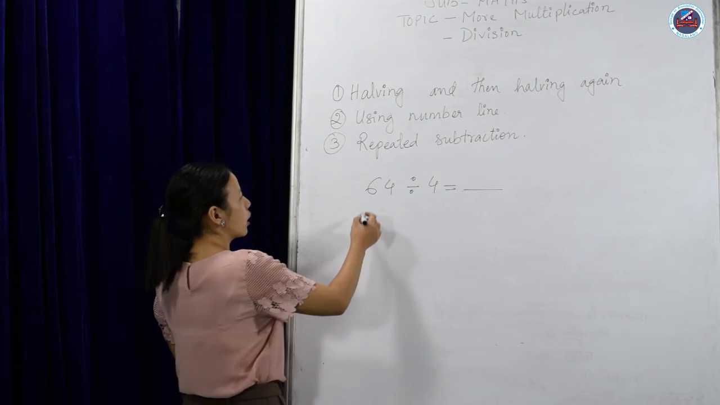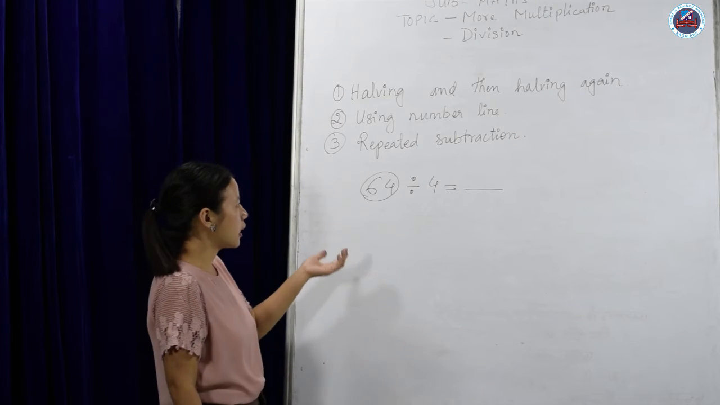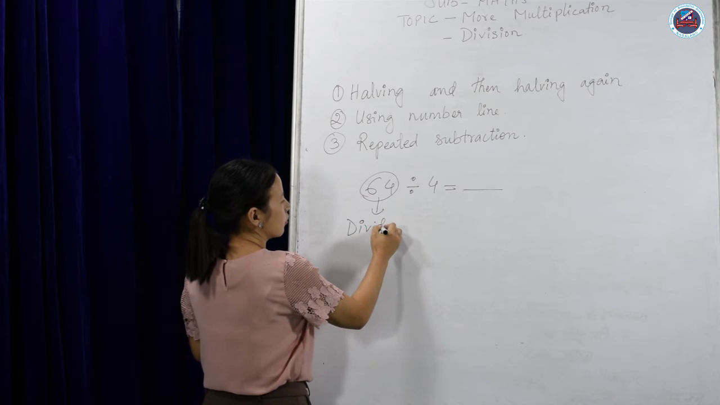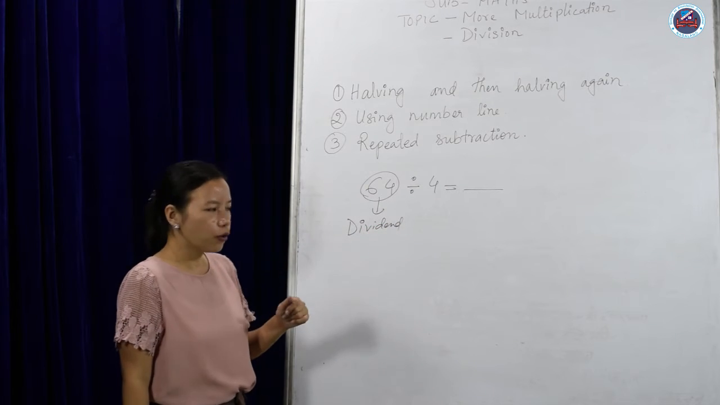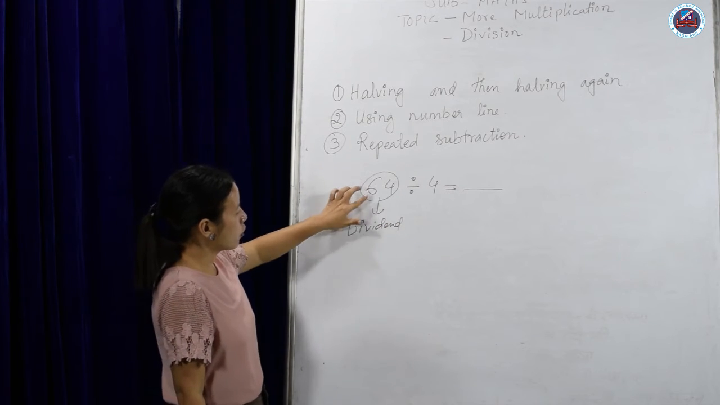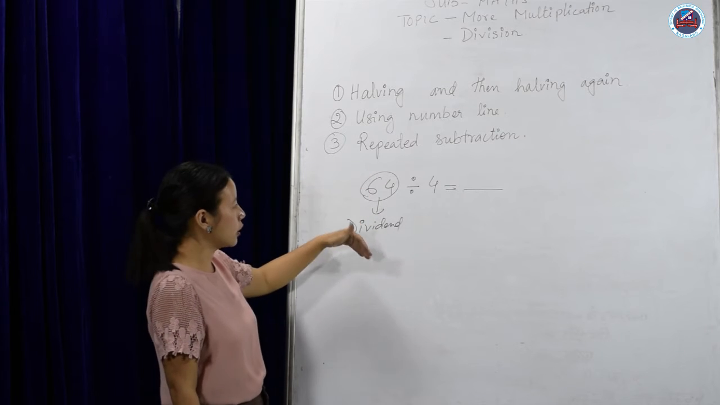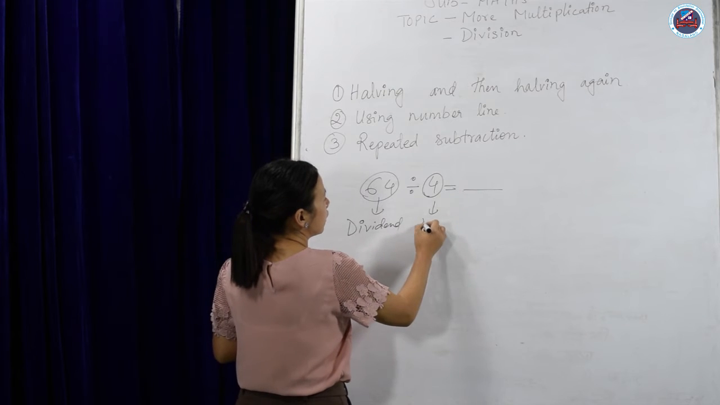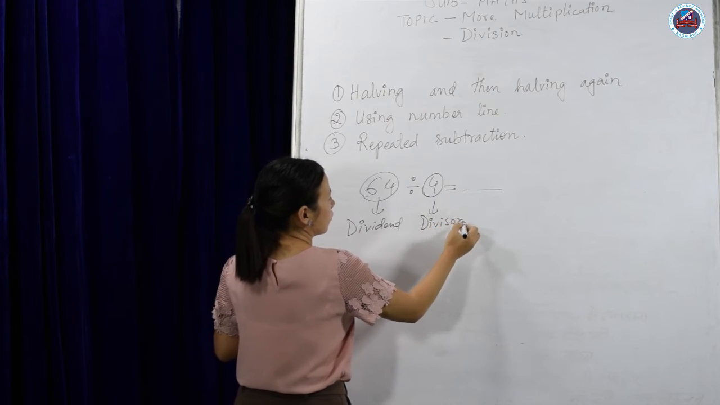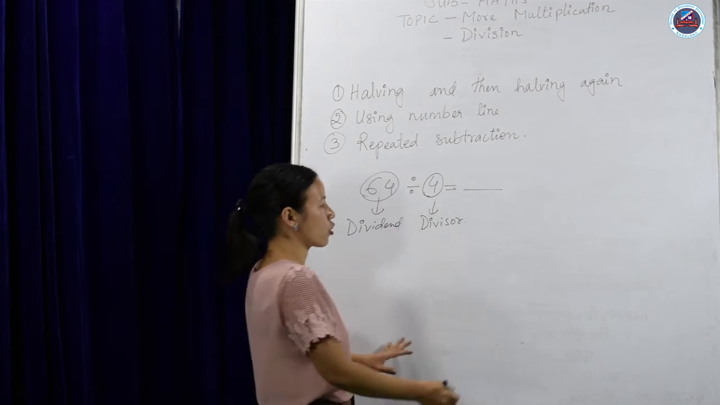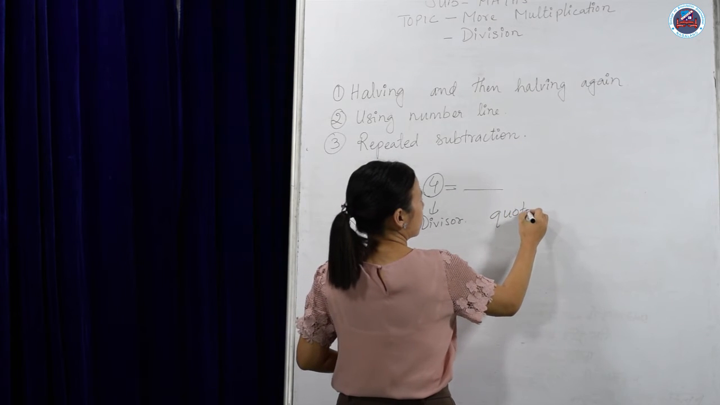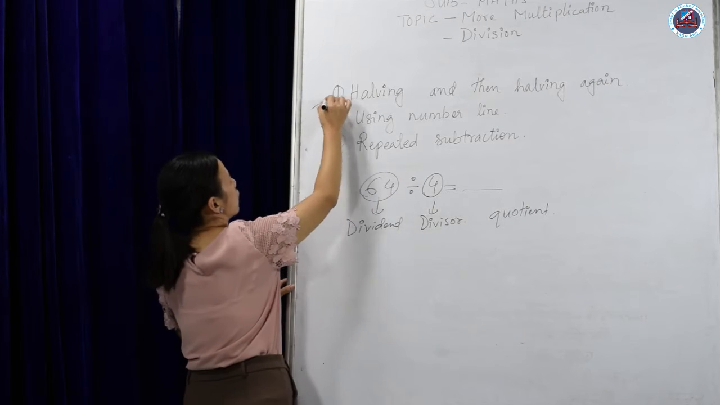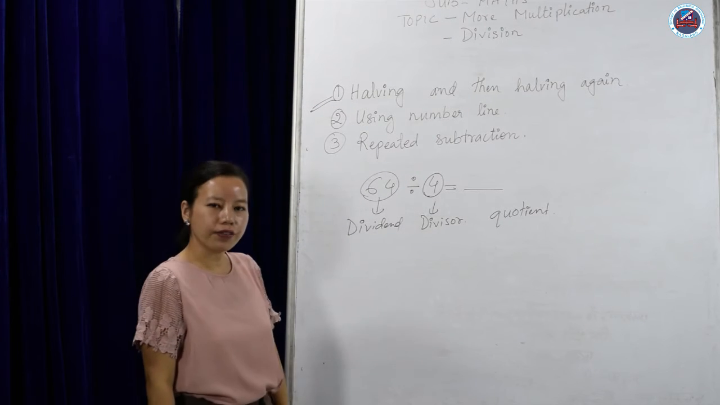In division we call this bigger number the dividend, that is the number which we divide. That is, 64 is called the dividend, which you have already learned. The number by which we divide is called the divisor. Done, and the answer that we get is called the quotient. Okay? So let's try it out using the first method, that is halving and halving again.